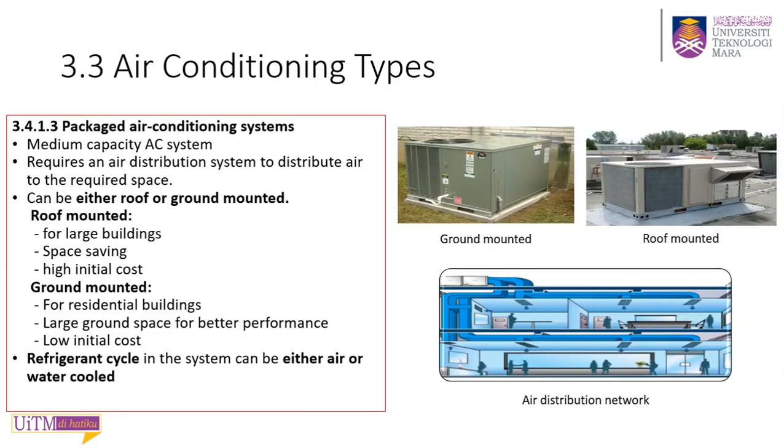We have here the packaged air conditioning system. Okay, so you can see that packaged air conditioning systems can be either mounted on the roof or the ground. So make sure you can differentiate between the types of packaged air conditioning systems. Take note of the advantages and disadvantages for each system. If there are any questions, please do not hesitate to ask me during our discussion session.